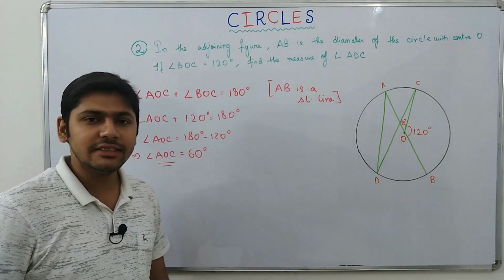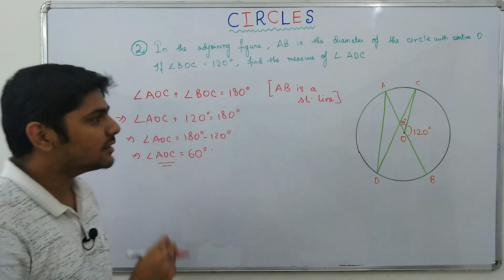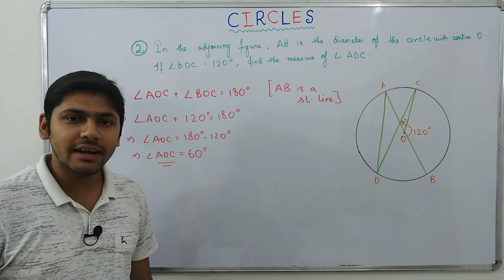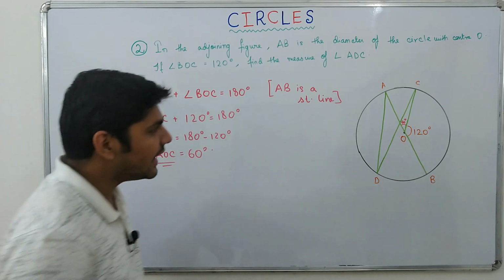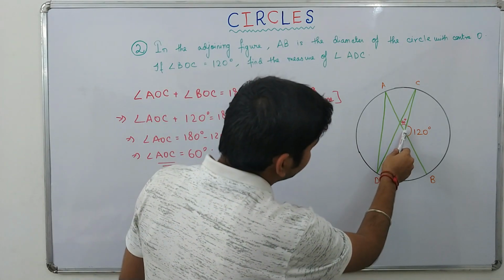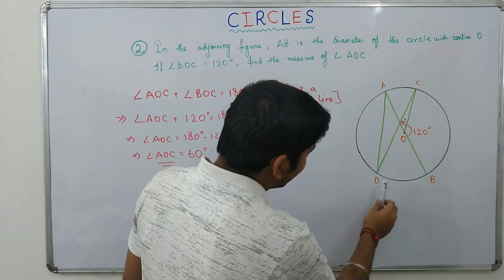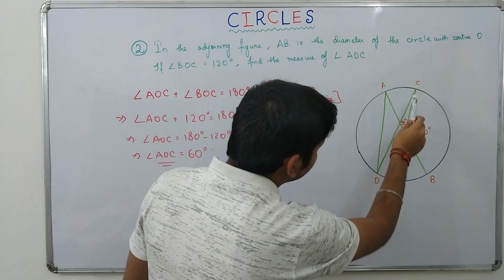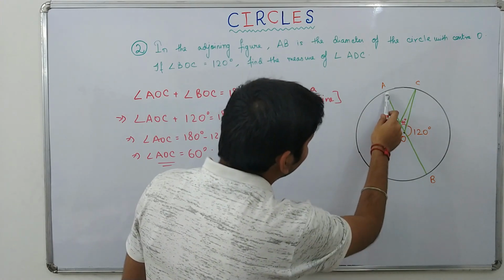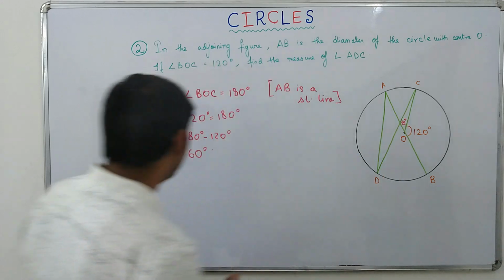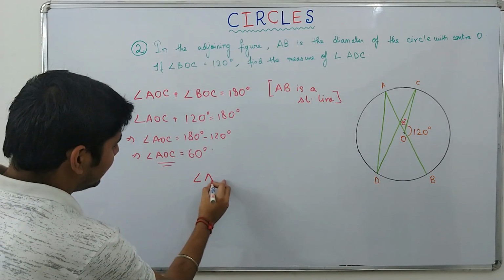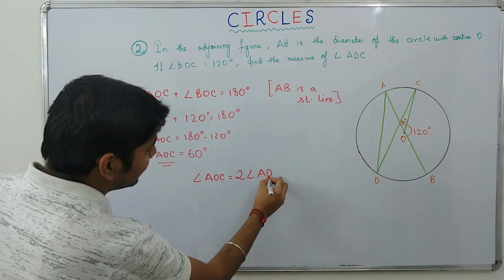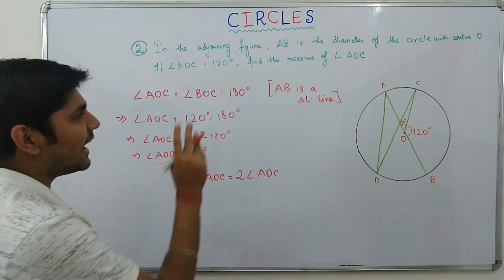The first theorem that we studied today was the angle subtended by an arc at the center is double the angle subtended by it on the circumference. That means this angle over here will be double the angle subtended on the circumference. So basically angle AOC will be double the angle ADC. Let's write it down. Angle AOC will be double angle ADC.